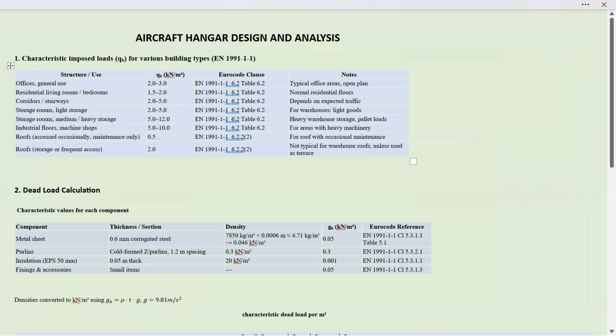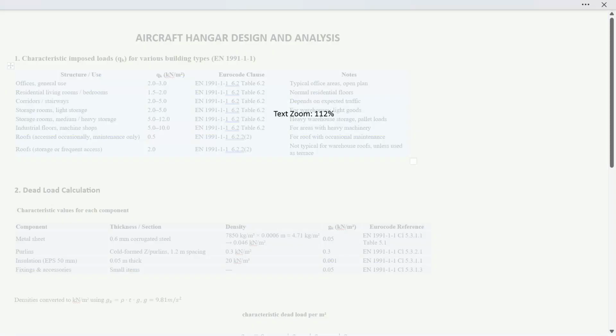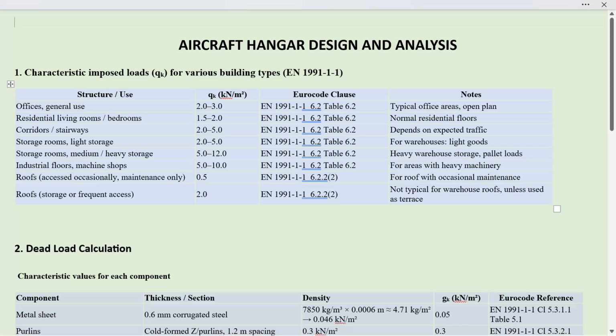I have done all this for the sake of this presentation, so you can see various imposed loads for various structures. We have offices, residential living rooms, corridors, and all that. So here we have the roofs, and we are going to consider 0.5 because for our case we need a roof that needs to be accessed occasionally and just for maintenance only. So we are going to consider 0.5. Let me just zoom it. You can see we have 0.5 here for the roofs.